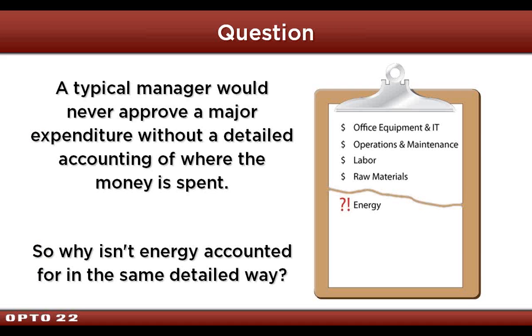So before we begin, I'd like to start with first a statement and then a question. So the statement is, a typical manager would never approve a major expenditure without a detailed accounting of where the money is spent. I think we can all probably agree to that. So the question I pose to you is, why isn't energy accounted for in the same detailed way? So I'm going to let you think on that for a moment.